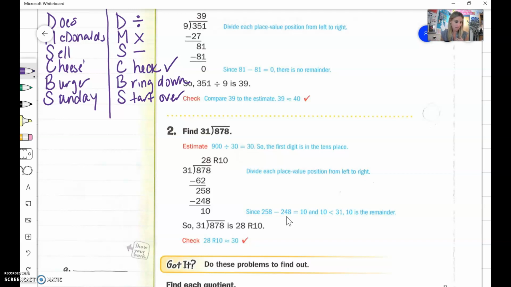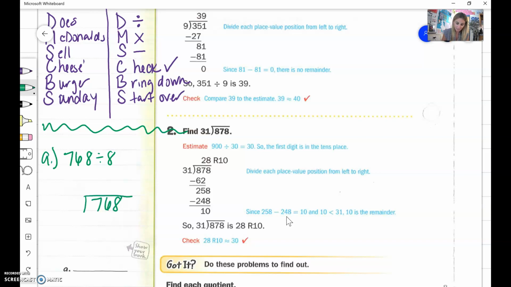So what we're going to do is I'm going to go ahead and rewrite A. I'm going to do a little scribble here, get some room, and write A over here. Now A is written as 768 divided by 8. Again, what you do, I do. So I'm going to rewrite this so that I can do the long division. 768 divided by 8. My dividend goes on the inside and the divisor is on the outside.